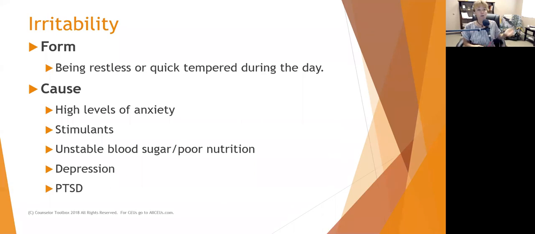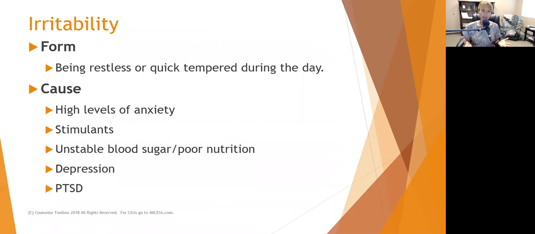Unstable blood sugar. When your blood sugar goes down, guess what cortisol does? Cortisol gets your body to release glucose. So if your blood sugar goes down, your cortisol goes up. So you're going to tend to be a little bit more wound.